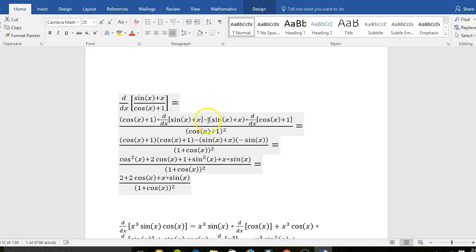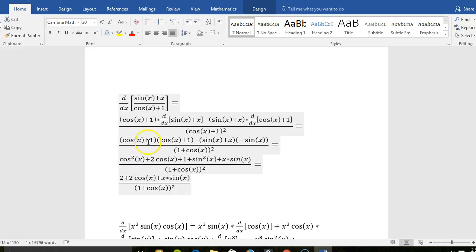All right. And then minus high, and then d low, and then remember you derivate the cosine, you get negative sine. Now if you derivate 1, it just disappears to 0. Okay, so it's just negative sine. All right, and then over low squared. Okay, now we do FOIL. Remember, this is a difference of squares here. A plus b times a minus b is a squared minus b squared.